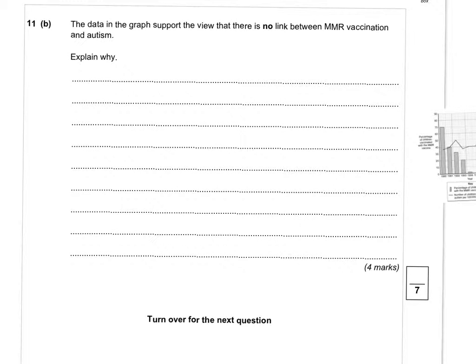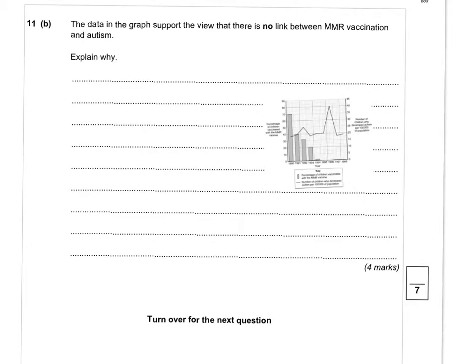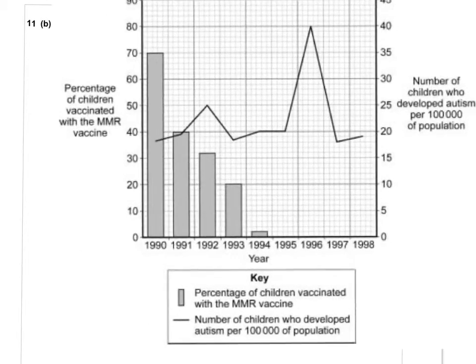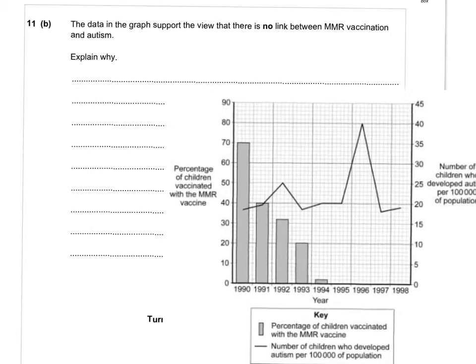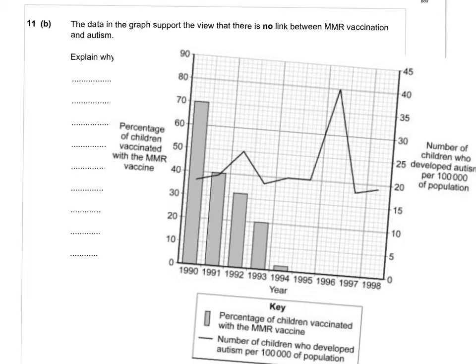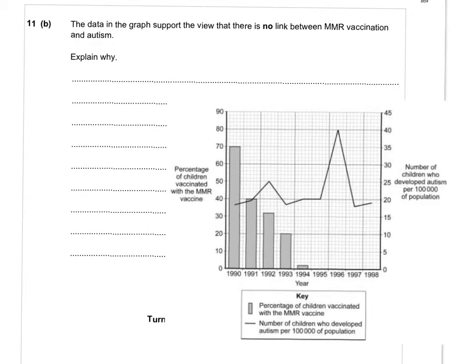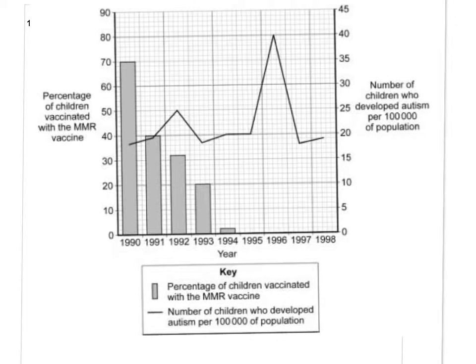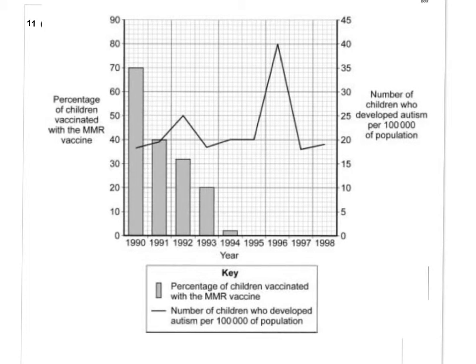Okay, so our question says the data in the graph support the view that there is no link between the MMR vaccination and autism, and it's asking us to explain why that might be. Okay, so if we look here, it's a 4-mark question, which means that we are going to have to analyse this graph in quite a bit of detail in order to give ourselves the best chance of getting maximum marks. So we're looking to see if it supports the view that there is no link between MMR and autism. So if we look at the data, we're going to pick out a couple of things first.